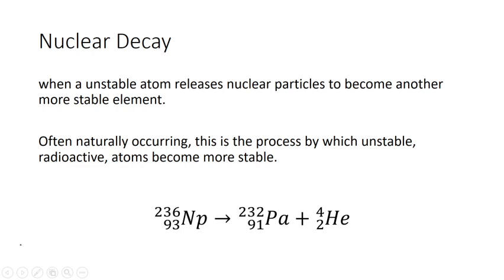Then there's nuclear decay. This is when unstable atoms release nuclear particles to become another more stable element. Often naturally occurring, this is a process in which unstable or radioactive elements become more stable. So they're just trying to get rid of some particles to have a more stable nucleus.